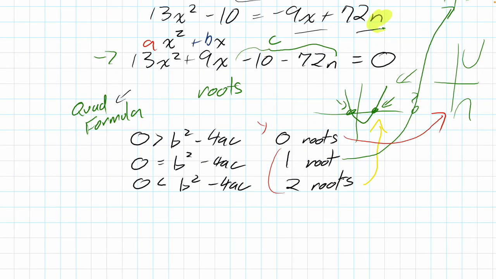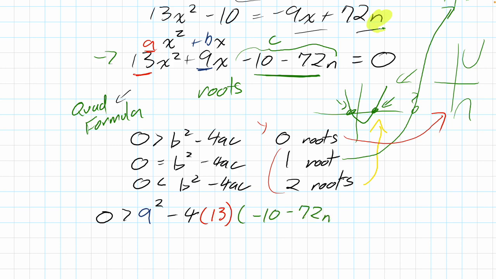So we're looking for this scenario here. Is this number less than 0? So we're going to set it up as an inequality. 0 is greater than b squared, and then we're going to sub in. My b value happened to be 9. So 9 squared minus 4. My a value happened to be 3. And my c value is pretty big. I'll write it out like this: negative 10 minus 72n.